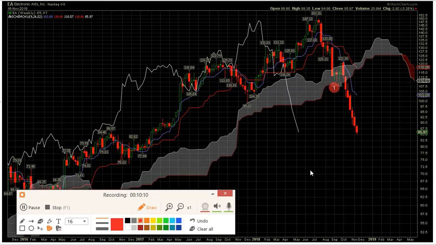All right, so it's under the cloud, but this is on a weekly time frame. So this massive move down here happened right after it broke through the lower edge of the cloud. Let's look at what the second item says.